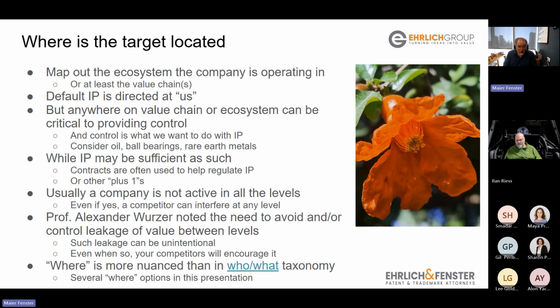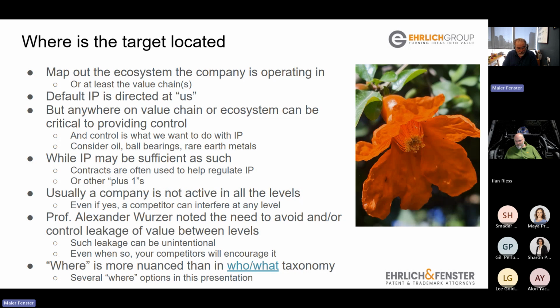And while we're talking about this, IP usually does not work alone. And even when it does work alone, you usually want to use a contract. Now, most companies are not active in all the levels of the value chain. But even if a company is active, vertically integrated, like perhaps Ford Motors used to be 115 years ago, a competitor can interfere anywhere in any one of these levels.